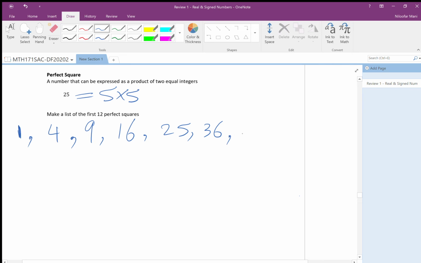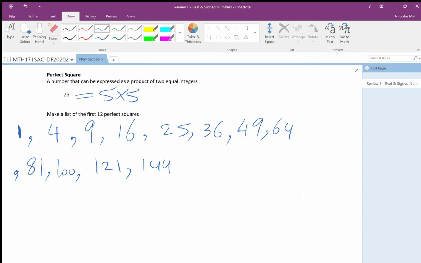I can write 49, so this is 7, 7. So 8 by 8 is 64. Then 81. And then 100. And then 121. And then 144, which is 12 multiplied by 12. Yes. Okay? These are perfect square numbers, right?